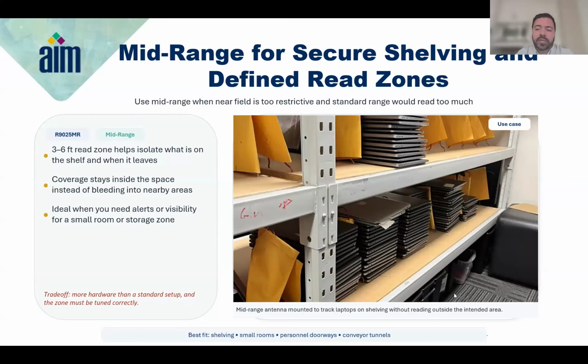So we combine this use case with other technologies to track the asset throughout the facility. But within this room, the mid-range gives us the ability to strictly have a dedicated reading zone that is not going to bleed over. We don't have to mitigate cross reads, and we can ensure that these assets are returned, or that when they do get checked out, they're picked up by other antennas when they leave this area.